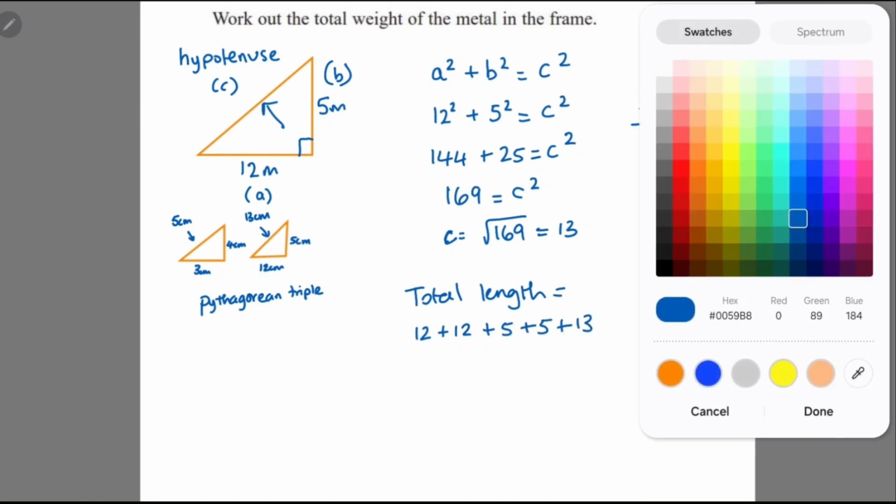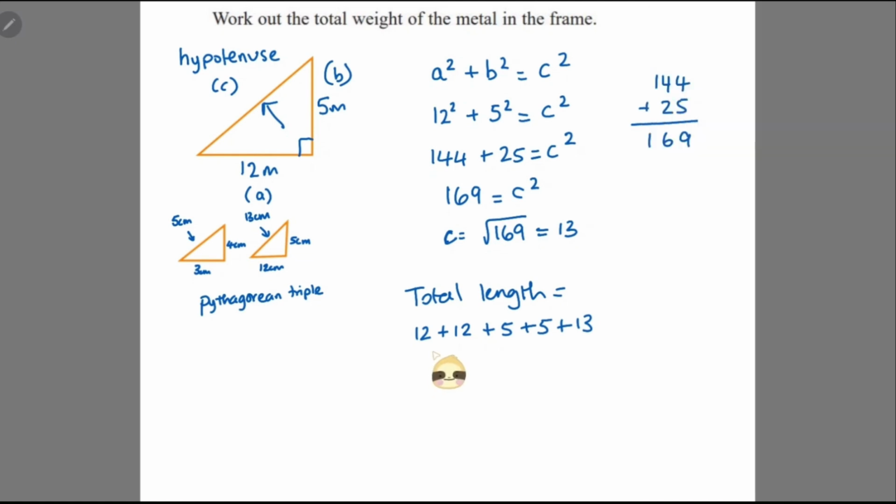Right, you can do this in steps if you wanted to. So I know this bit is 24, plus these are 10, plus 13. Right, 34 plus 13, which is 47 meters. You don't need to do all these steps, but if that's how you think, then we know that that's 47 meters.